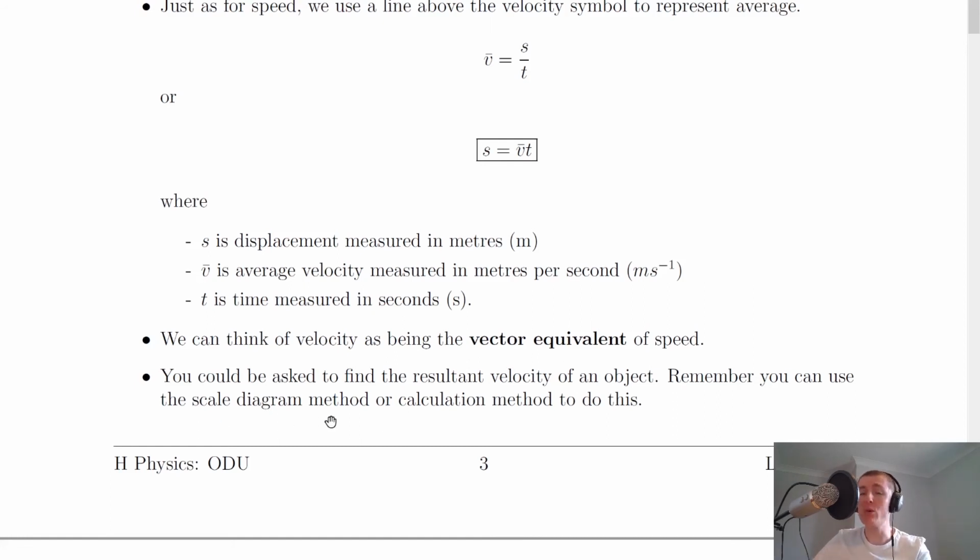You could use the scale diagram method, which involves firstly choosing a scale and then using a ruler and a protractor, or you can use the calculation method, which remember is Pythagoras, so it uses c² = a² + b² to find the magnitude of the resultant vector, and then you use tan θ = opposite/adjacent to find the direction.